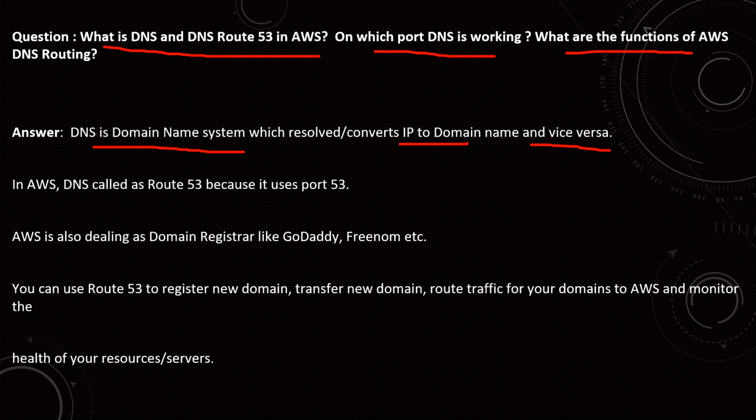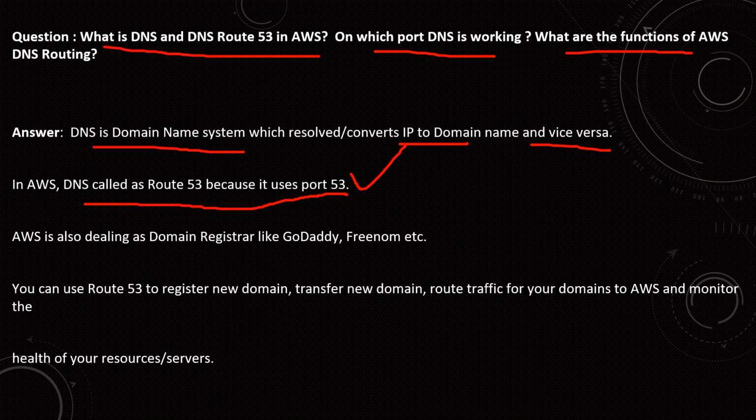So in the middle there was a server which is called DNS, which is responsible to convert the URL to IP and vice versa. So in AWS, DNS is called Route 53 because it uses port number 53, hence it is called AWS Route 53.